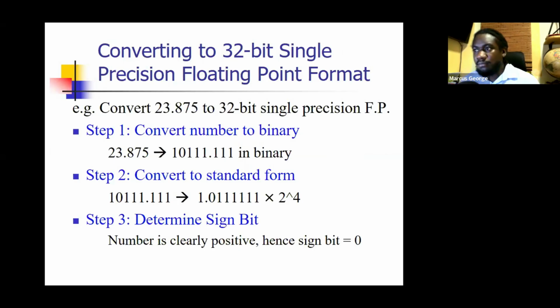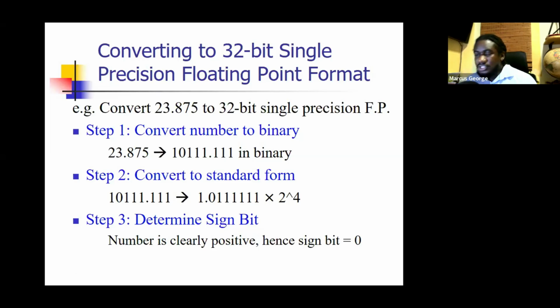So let's do an example. Converting 23.875 to 32-bit single precision floating point format. Step 1 is to convert that decimal number to binary. So 23.875 in binary is 10111.111. The second step is to convert that binary number to standard form. So we end up with what's on the right here, times 2 to the power of 4, 4 being the exponent.